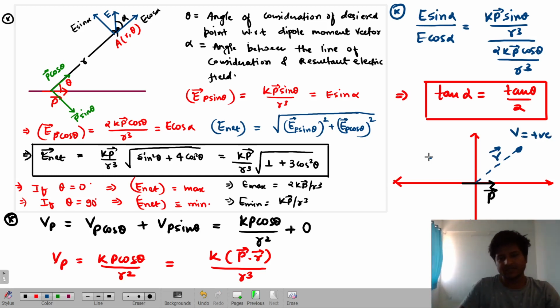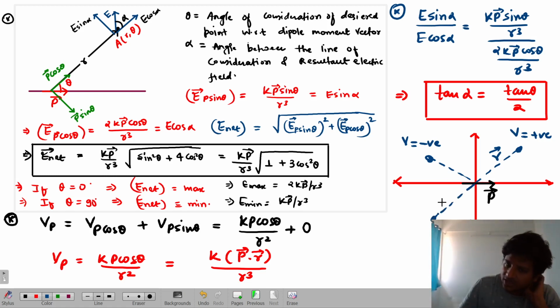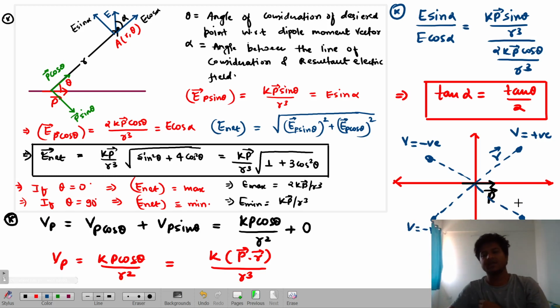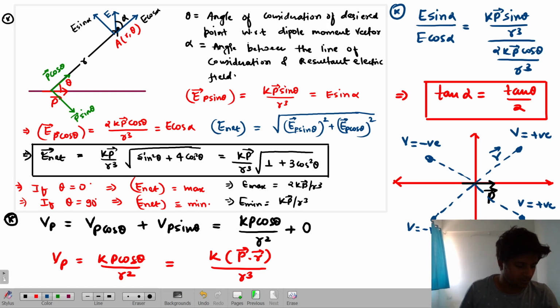Let's suppose if I select any general point in the second quadrant, then p vector and r vector make how much angle? Obtuse angle. So potential is basically negative. Are you able to get me? Similarly over here, r vector and the dipole moment once again make obtuse angles. So potential is negative. But when I consider over here, once again it is an acute angle. So potential is positive.